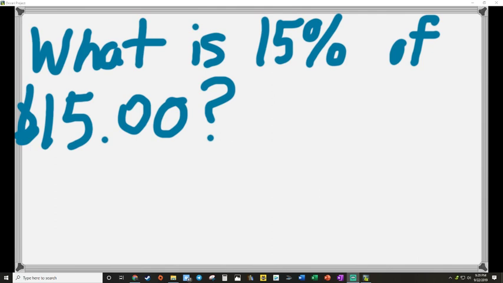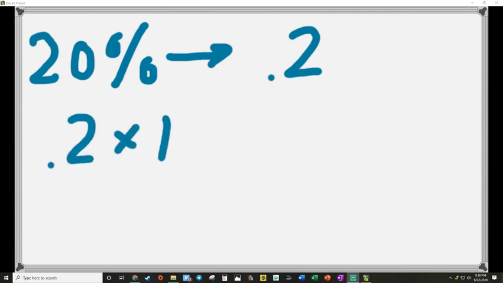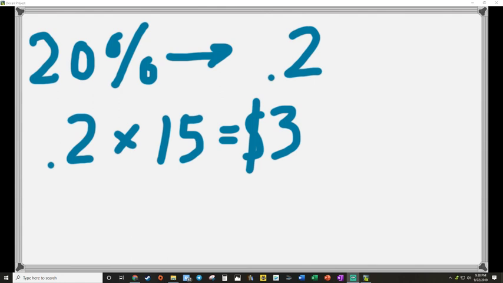Looking back, we have to find the part, which means we have to multiply the base times the rate. How we want to do that is we need to change 20% to a rate. Generally, rates are decimals. I meant to say 20% instead of 15%. My apologies, it's 20%, not 15. So we want to change 20% to 0.2. Now we're going to do 0.2 times 15, which will give us 3. So 20% of $15 is $3.